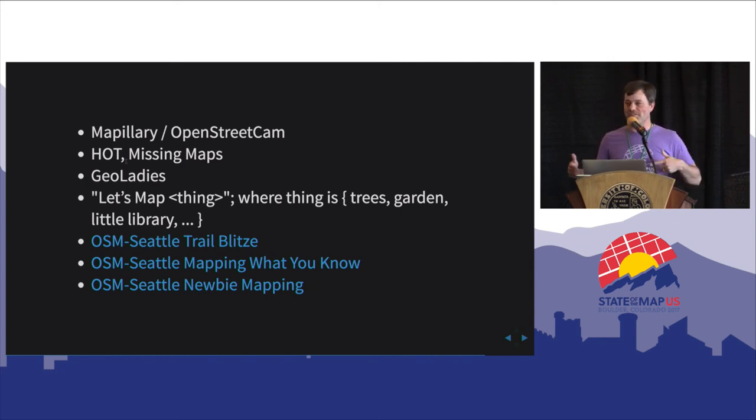Let's map a thing. So this is the idea with the bike racks, but you can just do anything you want. Let's just do trees. It makes the whole event a lot easier. It makes the event more accessible to people who are like, maybe, I don't know if I really want to do this. They look like some pretty advanced mappers. Oh, it's just about trees? Yeah, I can do the trees.